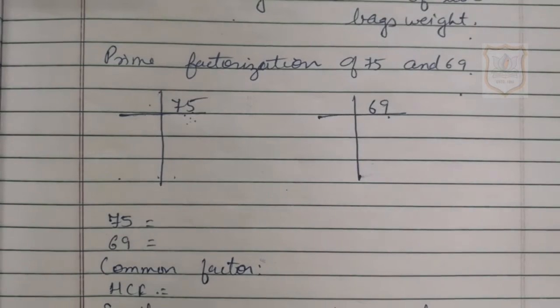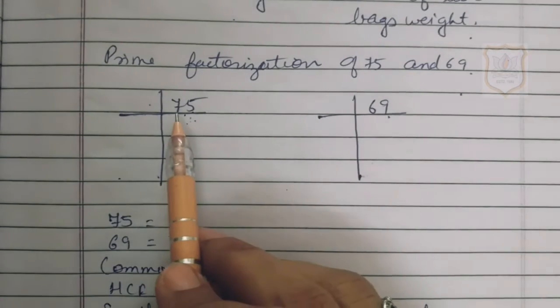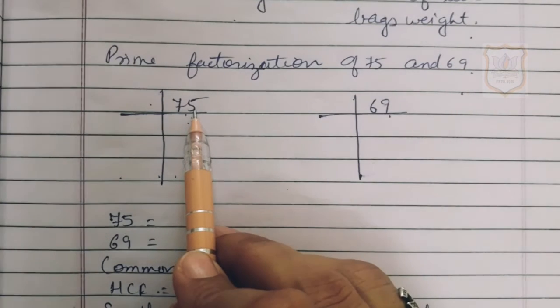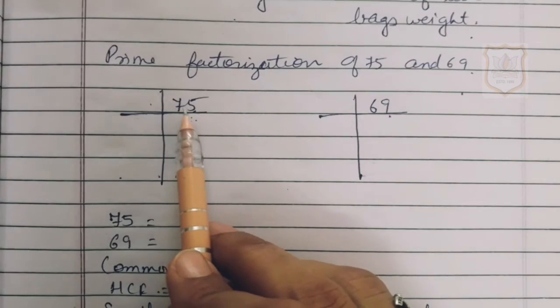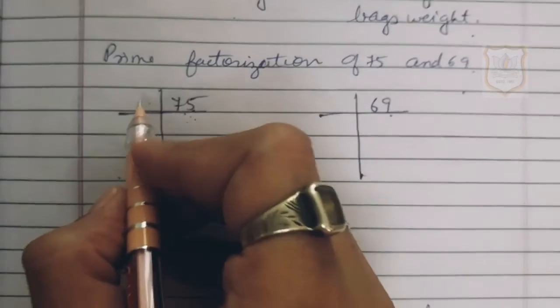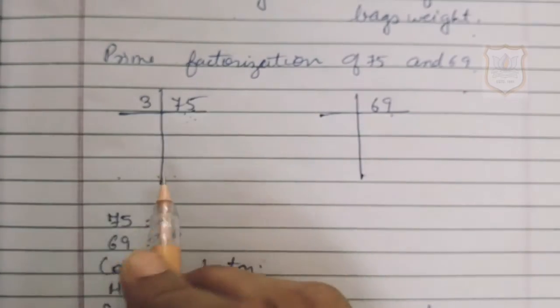Now the next prime number is 3. If we add both the digits of the number, and if the answer is divisible by 3, then only that number is divisible by 3. Here 7 plus 5 is 12, and 12 is divisible by 3. So we will use the prime number 3 here.